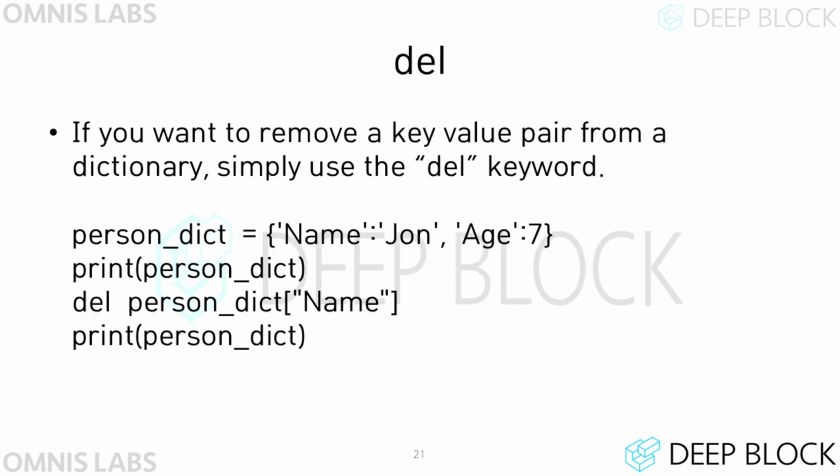If you want to remove a key value pair from a dictionary, you can use the del keyword. For example, when del PersonDict[name] in the slide is executed, the key, name, and its value John will be removed from the PersonDict variable.